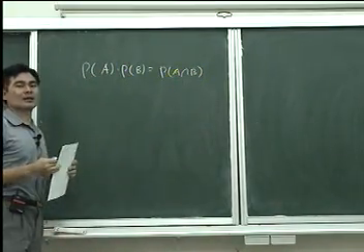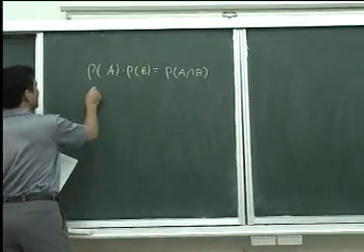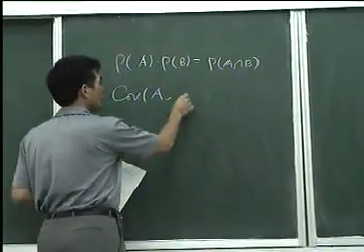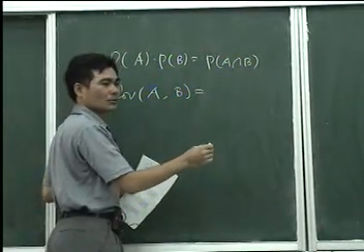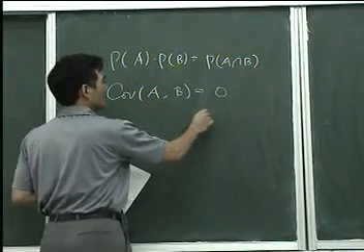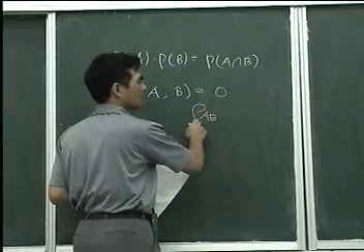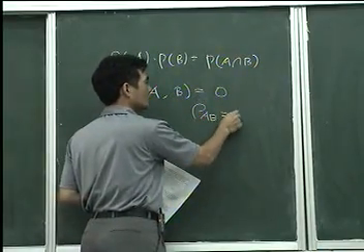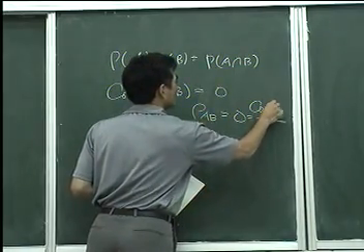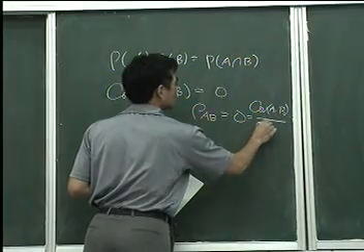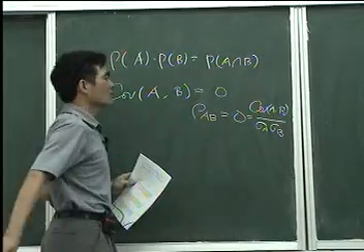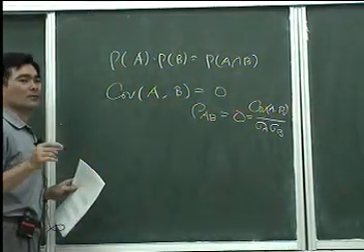Or, on the other hand, if they are independent, then the covariance of A and B should be equal to 0, right? And if this is 0, then of course rho AB, that's the correlation coefficient, should be equal to 0 too, because it is equal to the covariance of A and B divided by sigma A and sigma B, right? So this will be the same thing. But you want to be careful here.